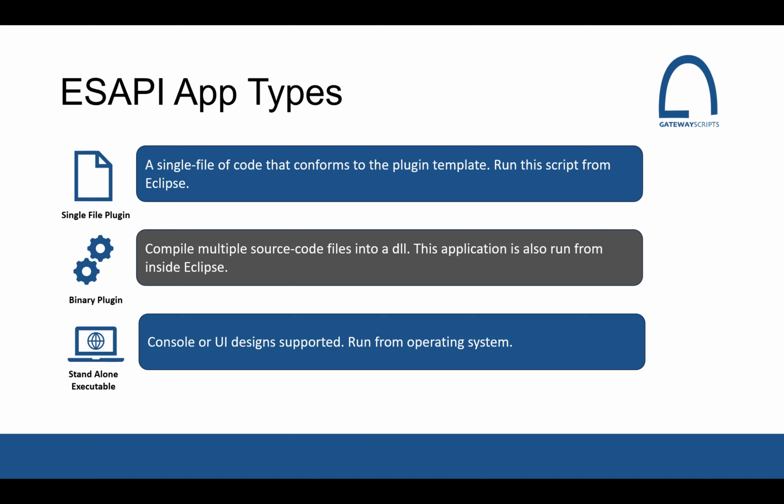The binary plugin is not a single file, but it's multiple files that you can compile into a DLL. Stands for Dynamic Link Library. We saw that before. You're creating your own class library with one or multiple programming files. This application is also run inside of Eclipse in the same way as a single file plugin. Finally, there's a standalone executable. A standalone executable is an application that ends in the extension type of exe. It can be either a console application or a UI designed application, and these run directly from the operating system, mostly by just double clicking the icon that's provided when the code is compiled.